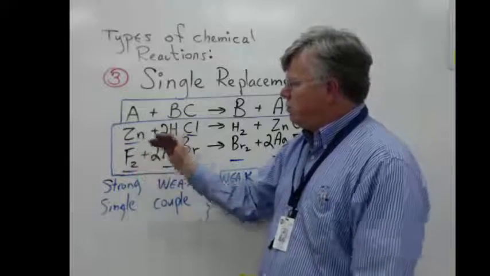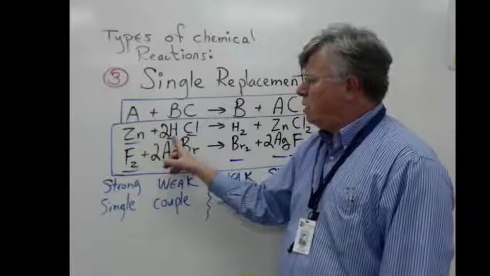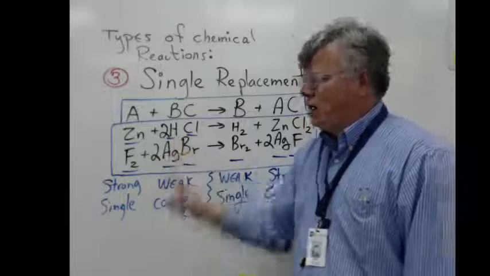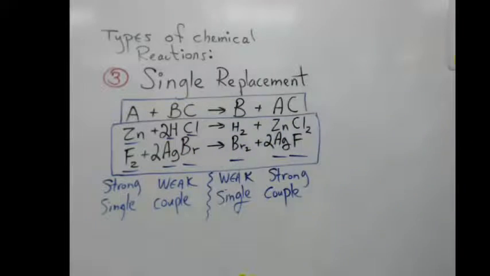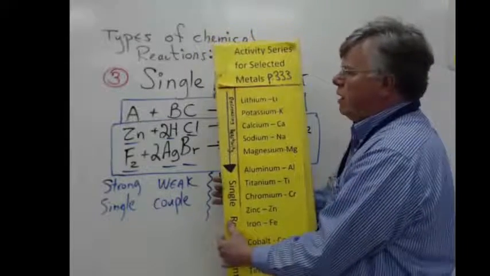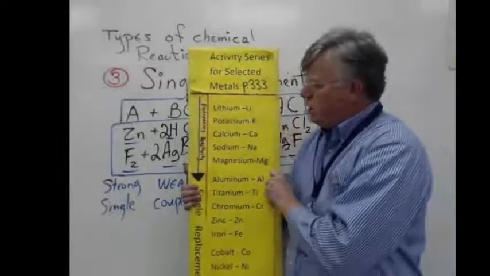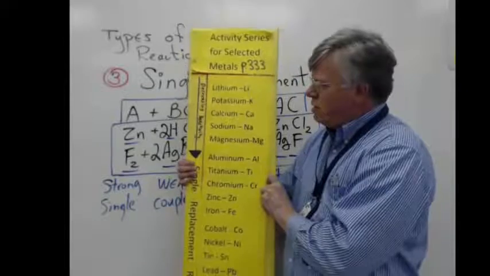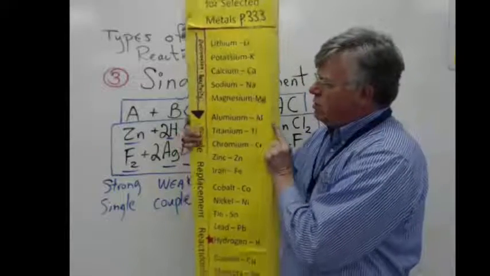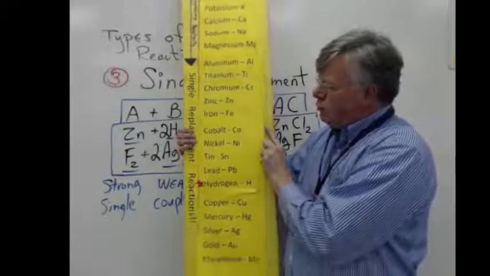Now what you've got is the variety of strengths of metals versus what goes right here. I know hydrogen's a non-metal, but it's on the list. I made a list here of selected metals showing their relative strengths. So you can see that lithium is right at the top of the list. As I go down, potassium, calcium, sodium, magnesium, aluminum, titanium, chromium, and so forth.